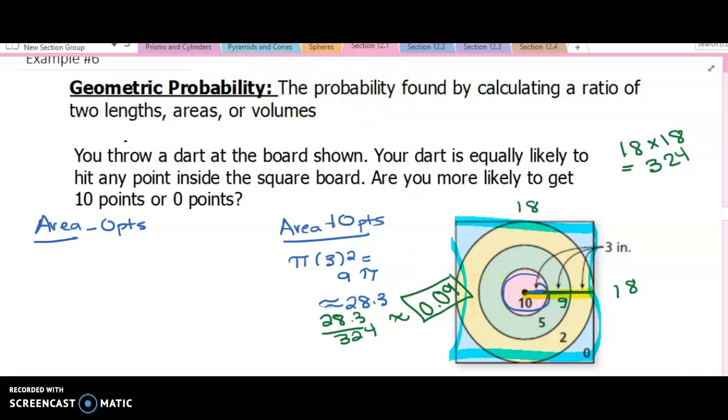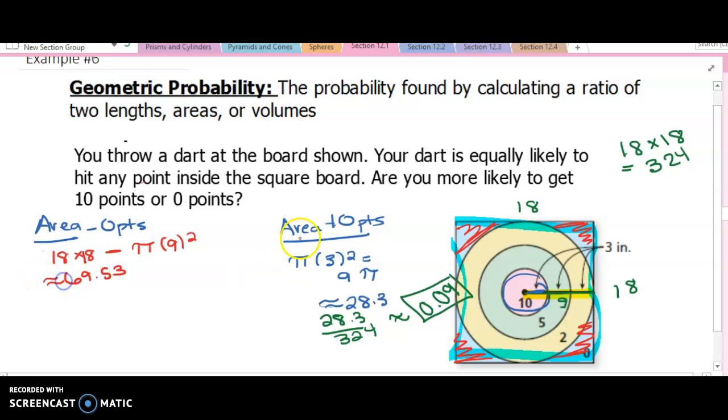All right, so let's look at the probability of 0 points. Well, notice that's just this shaded region, this shaded region, this shaded region, and this shaded region. So that would be the square, which is 18 by 18, minus the big circle, which has a radius of 9. So pi times 9 squared. And if I put that into my calculator, I get 69.53.